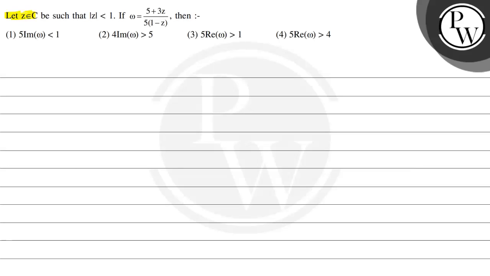Let z belong to C be such that modulus of z is less than 1, and if omega is equal to (5 plus 3z) divided by 5 times (1 minus z), then option 1: 5 times imaginary part of omega is less than 1. Option 2: 4 times imaginary part of omega is greater than 5. Option 3: 5 times real part of omega is greater than 1. Or option 4: 5 times real part of omega is greater than 4.